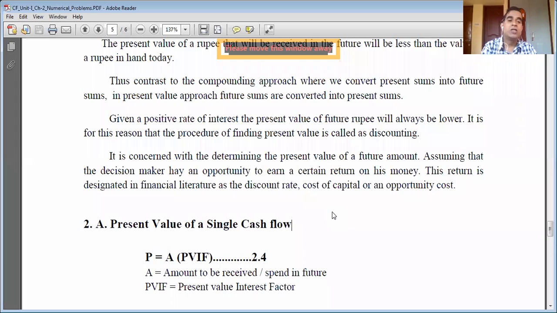Okay. So then there are 3 situations in which we are going to convert future values to present value in discounting techniques. Case 1 is present value of a single cash flow. Second case is present value of an annuity. And third is present value of a perpetuity. About annuity and perpetuity we'll learn later. First, let's go ahead with the present value of a single cash flow.